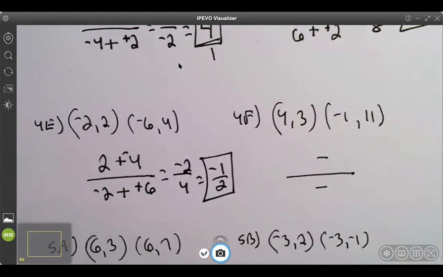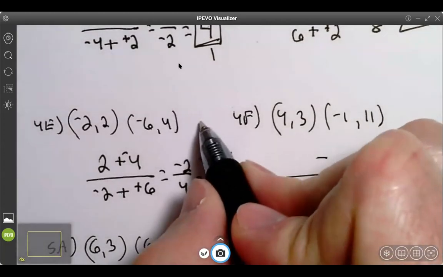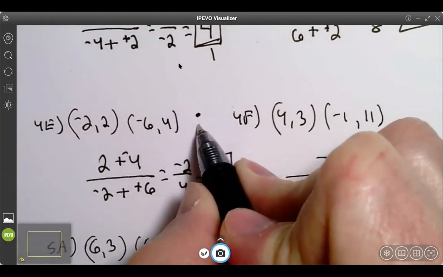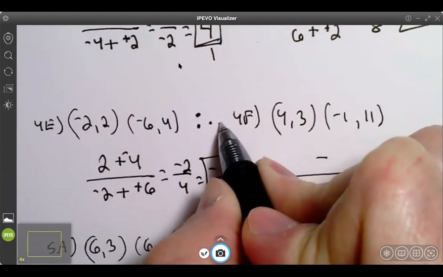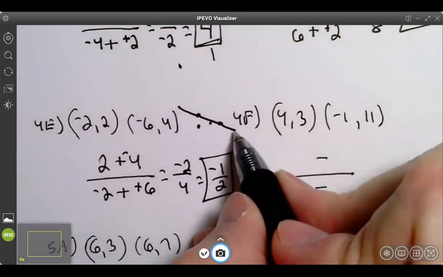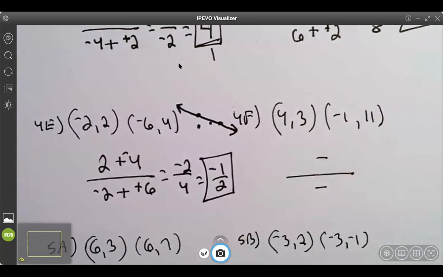-1/2. Your slope is -1/2, which means, by the way, if you're on a coordinate plane, you would rise -1 and run +2, and the slope of your line would be slanted like that. But we'll talk about graphs more later.